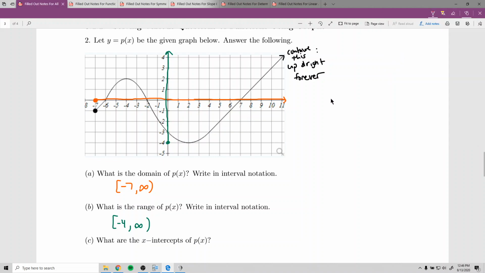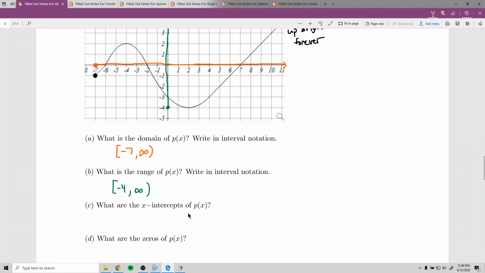Now the next two parts deal with the x-intercepts and the zeros, which are synonymous. The x-intercepts are the coordinate pairs where the graph hits the x-axis. And that happens at -6, it happens at -2, and it happens at 7.